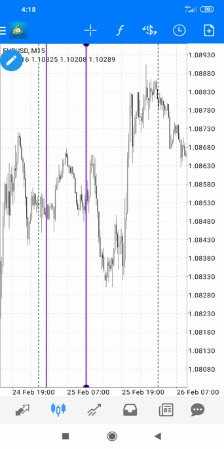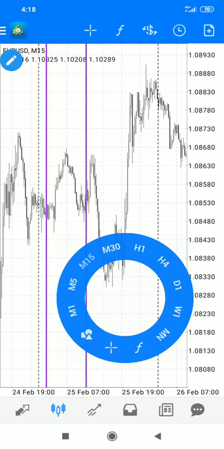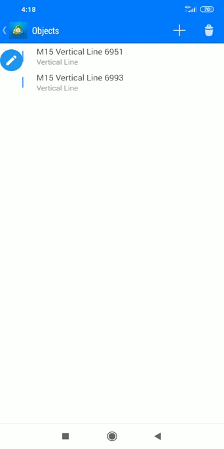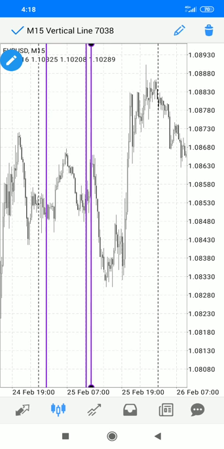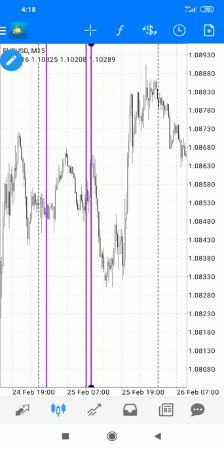Then from the Asian, this is the Asian. We're done with the Asian. We go to the London. The London session starts at 10 a.m. and ends at 5 p.m. So we'll be saying 10 a.m. So it should be around 4 to 5 candles from the last line. 10 a.m. should be somewhere around here.